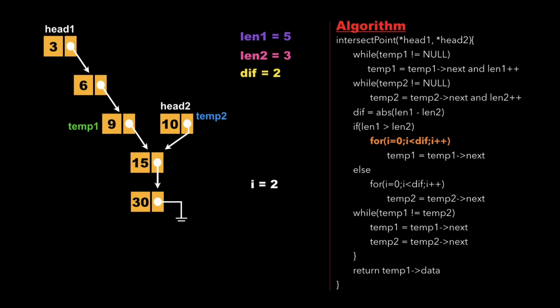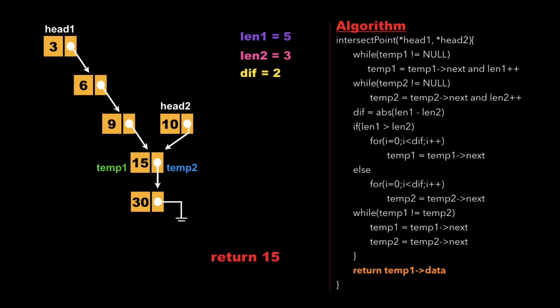Therefore we exit the for loop and we start another while loop where we check whether both the temporary variables are not equal. Since temp2 is not equal to temp1, we simultaneously update temp1 as temp1 of next and temp2 as temp2 of next. Again we check whether temp1 is not equal to temp2, but in this case both these pointers point to the same node. Therefore we exit the while loop and we return the value temp1 of data. So we return the value 15 as our intersection point.